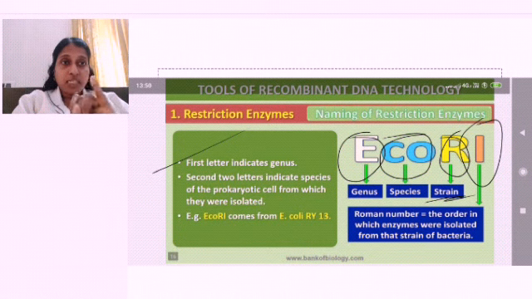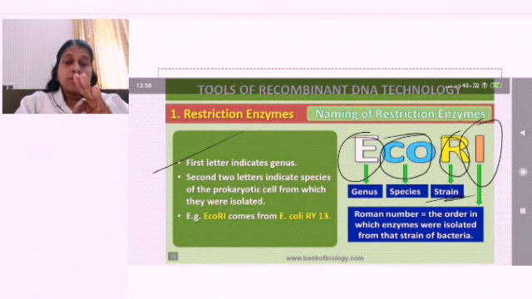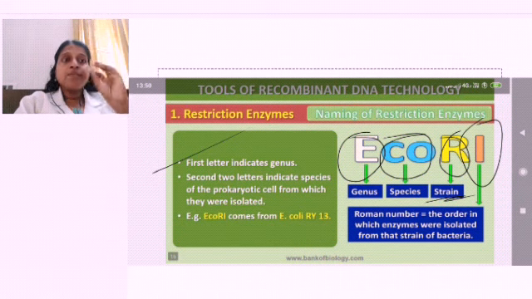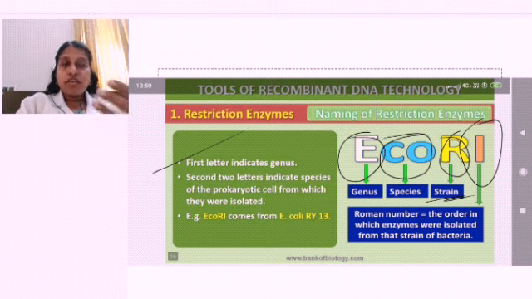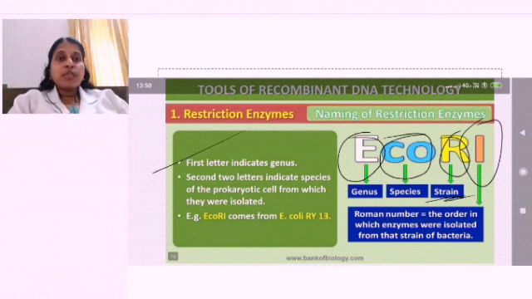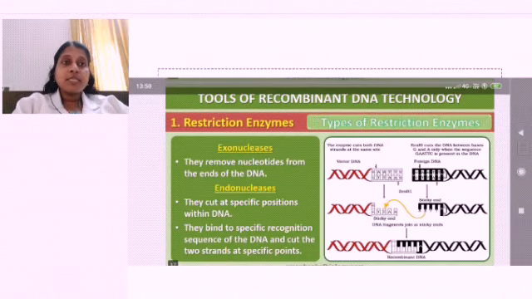So this is regarding restriction enzyme naming. The first letter is the genus name. The second is the species name. The third letter is the strain, and the Roman numeral, what is it representing? It is the order in which the enzyme was discovered. Okay, so that is how a restriction enzyme is named.